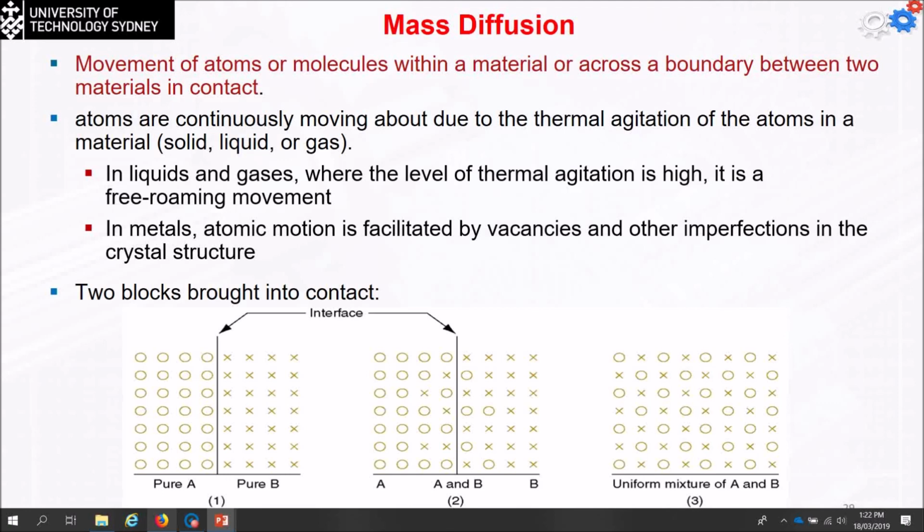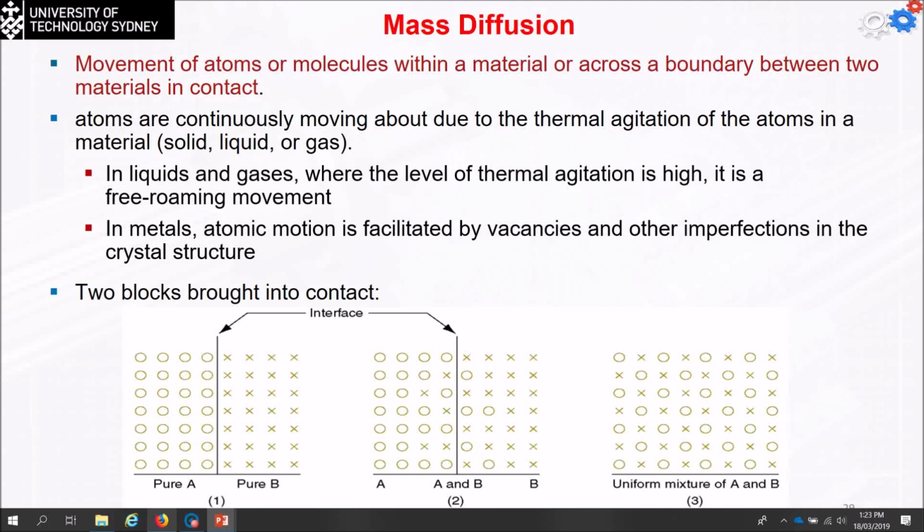The atoms are continuously moving about due to thermal agitation of the atoms in the materials, like in the case of a solid, liquid, or gas. In the case of liquids and gases, where the level of thermal agitation is high, it's a free roaming movement. In the case of metals, where the atomic motion is facilitated by the vacancies and other imperfections in the crystal structure, we're going to have a lower motion.